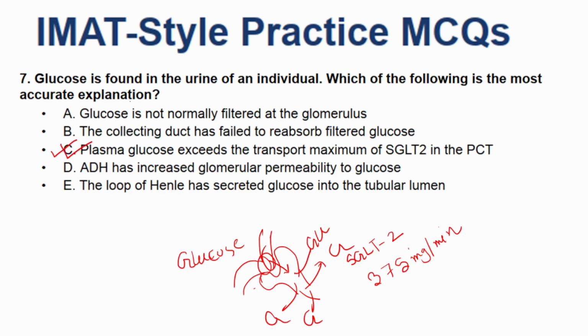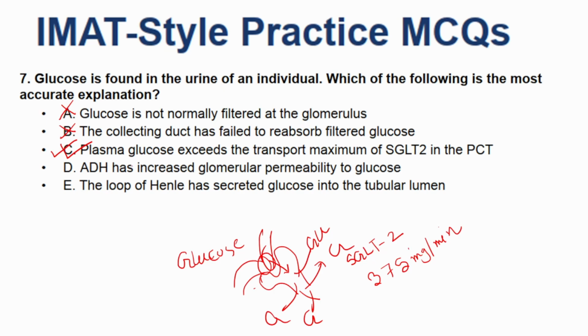The assertion that glucose is not normally filtered at the glomerulus is entirely inaccurate because its small molecular radius allows it to pass effortlessly through the filtration slits. The collecting duct possesses no specialized transport mechanisms for glucose reabsorption. Option B is incorrect, that's why.